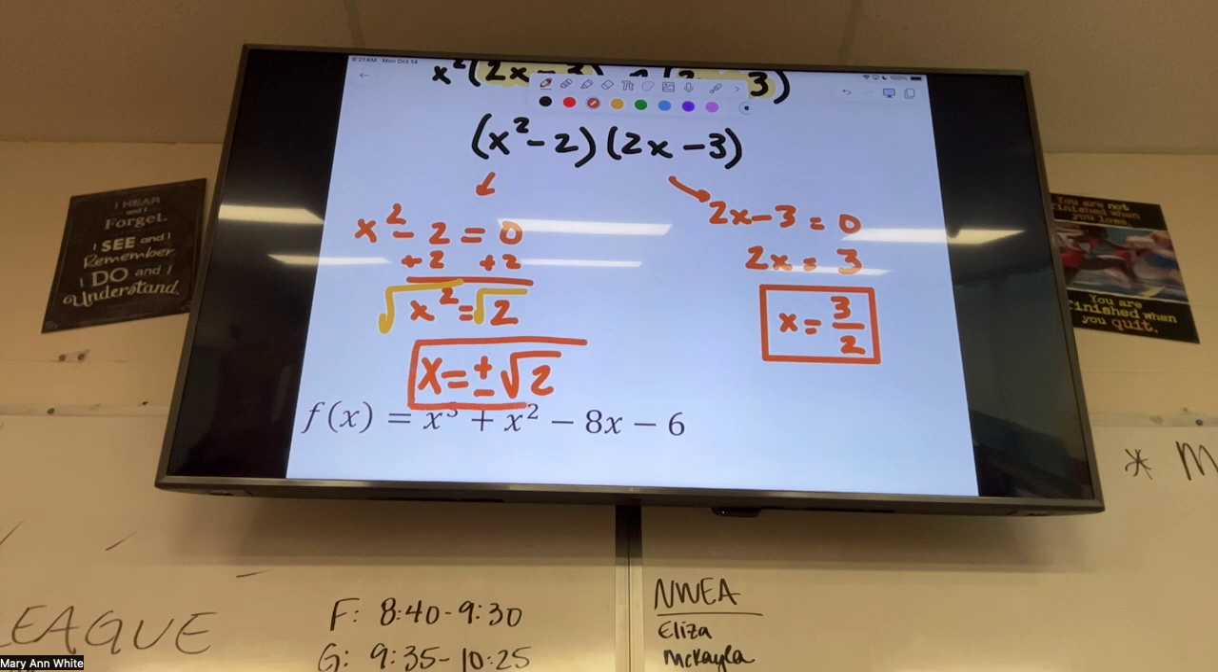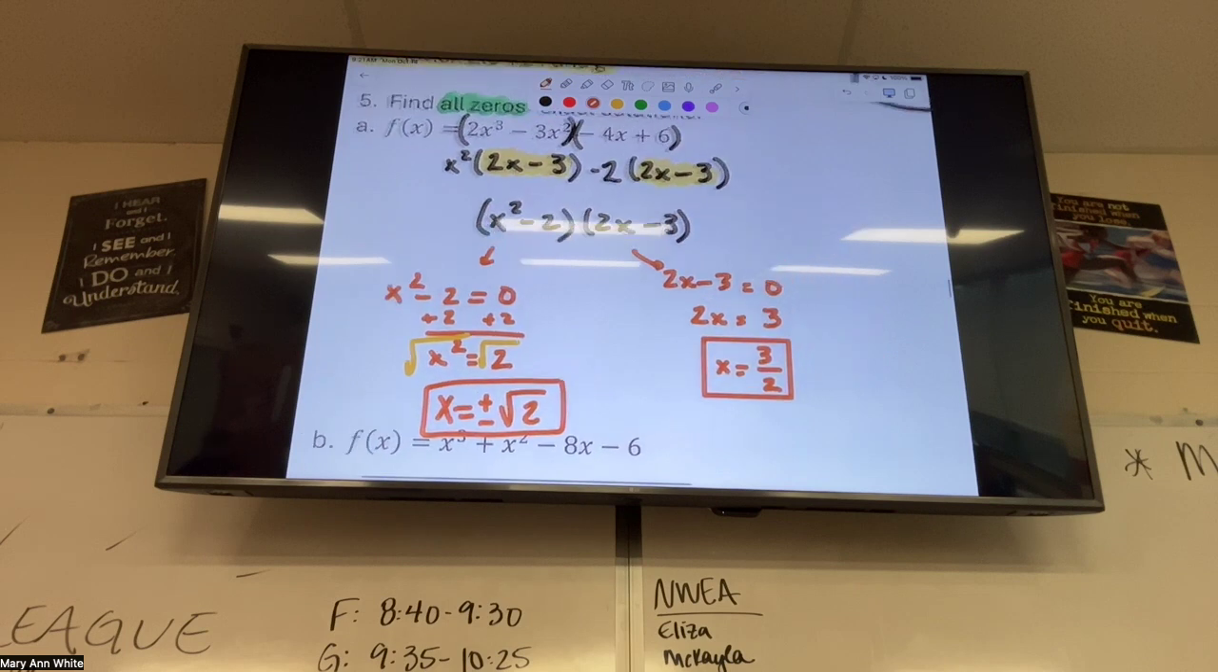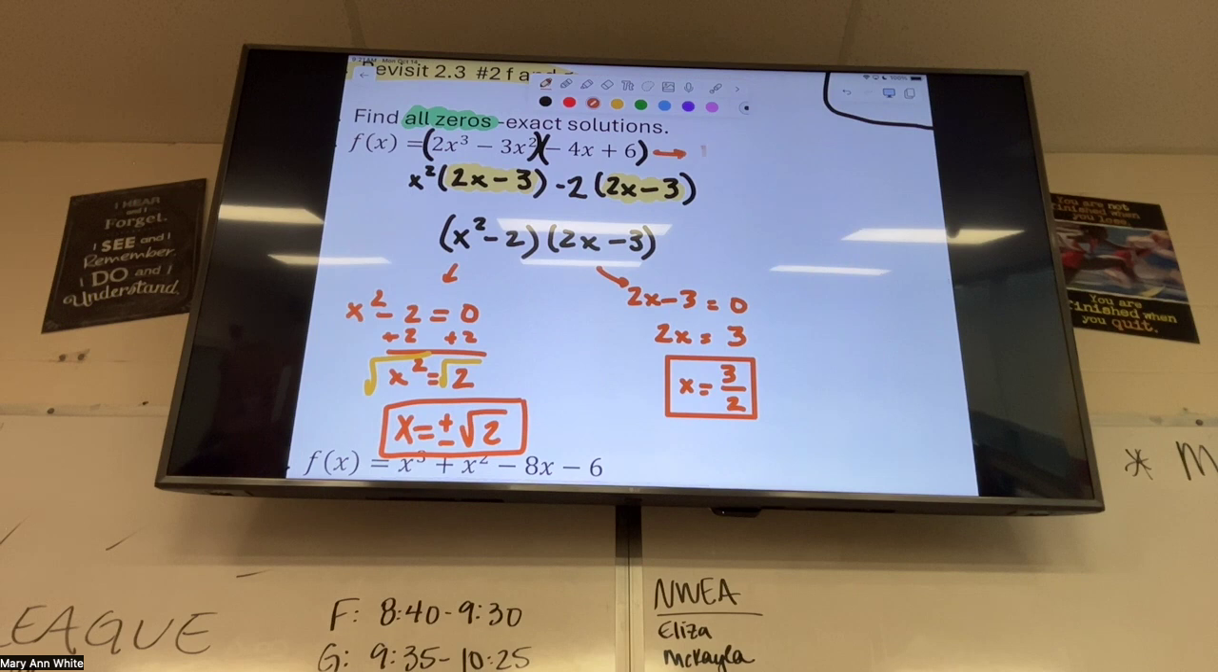So if I say find all the zeros, we have currently found all the zeros right here. And so I could up here write my zeros are plus or minus root 2, and 3/2. Okay. That's not too bad. When I can just factor it out, I can set it equal to 0. Not too bad, right? Okay, obviously the next one's probably not going to be that easy, right?